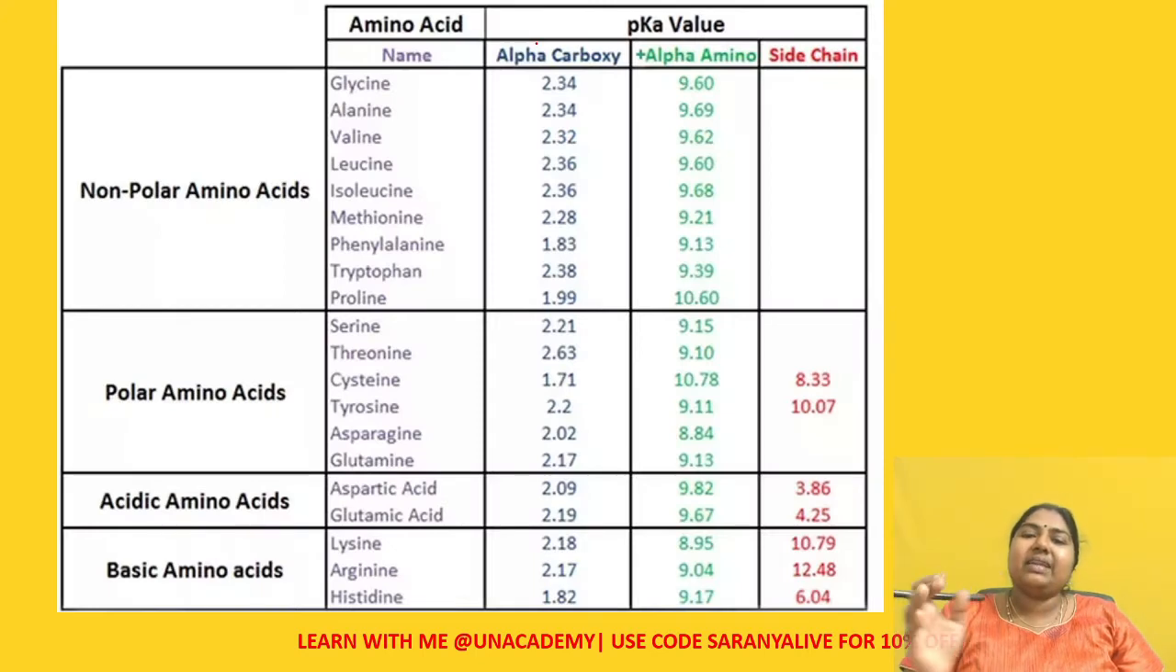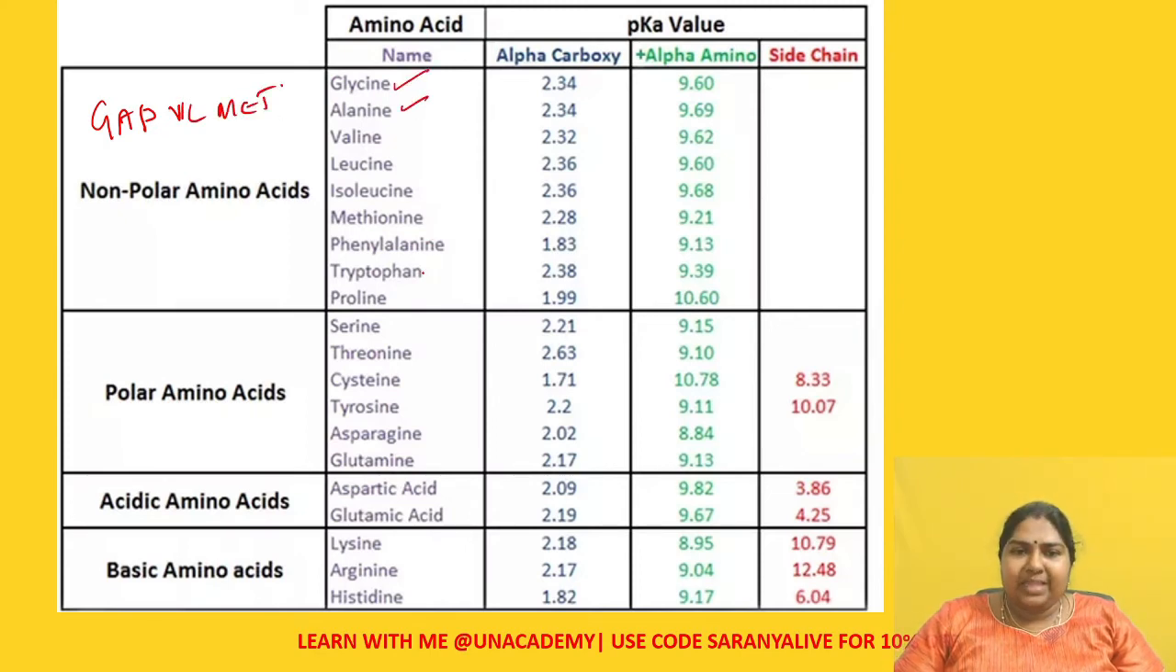So these are the different amino acids that you should know. You have the non-polar amino acids. We use this clue, GAP, VIL, MET. What is that? Glycine, alanine, proline, and then valine, isoleucine, leucine, methionine. So these are all the non-polar and aliphatic group. Tryptophan and phenylalanine come under the aromatic group.